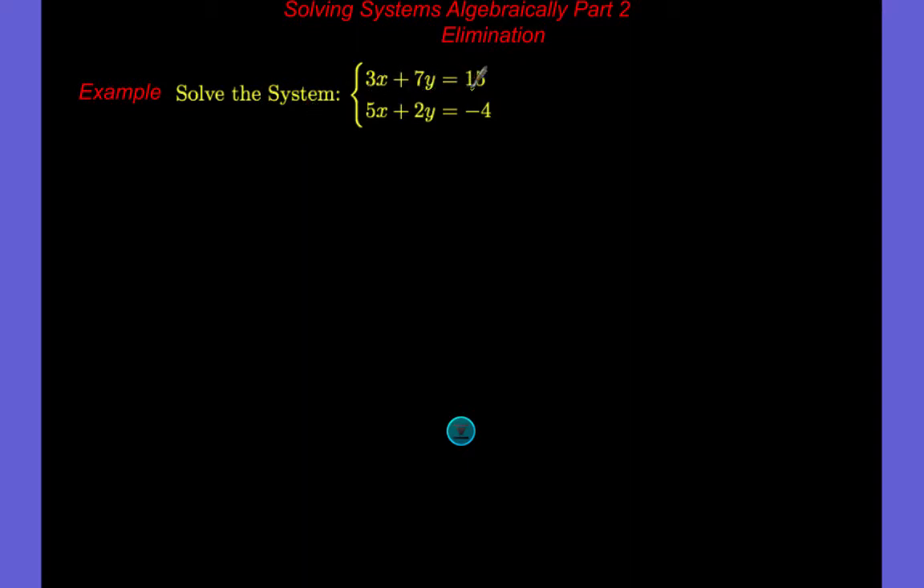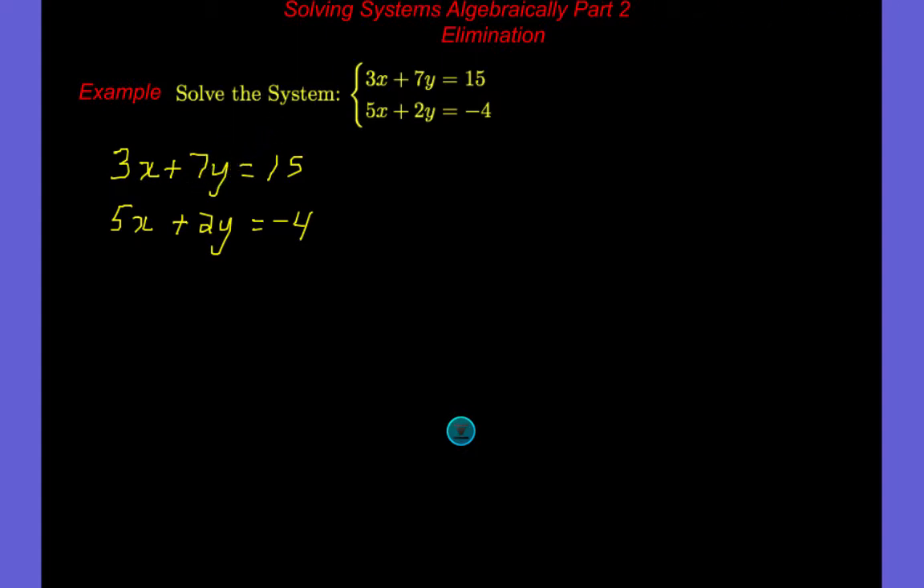We have solved the system, 3x plus 7y equals 15. And then the other equation of the system is 5x plus 2y equals negative 4. Now, we can't just add them together because we would not eliminate one of the variables, and that's why they call this the elimination method. We're looking to eliminate one of the variables. So what we have to do now is look to see if we can find a common number that two of these go into.